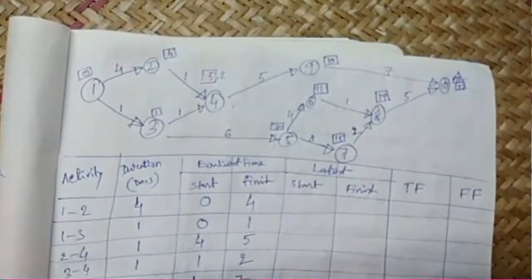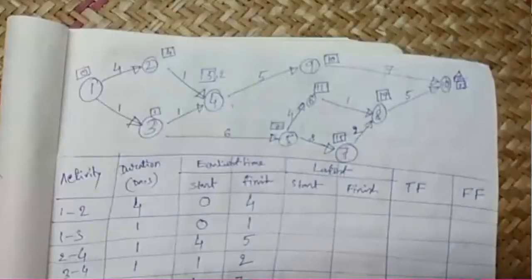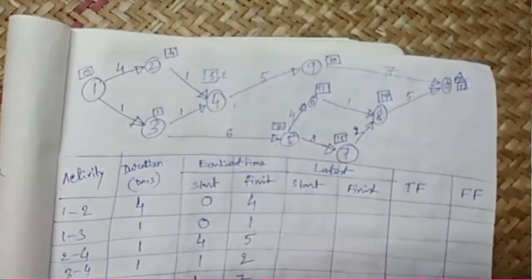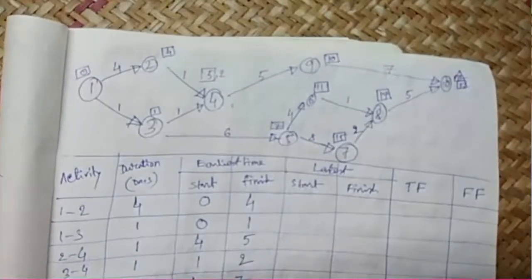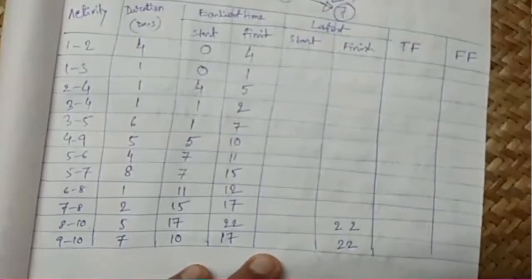Okay. So earliest finish should be equal to latest finish. That's why we are writing 22. So now we'll go backward. These 9 10 and 8 10 both have the latest finish, which is 22. Those activities which end on 10 have the latest finish of 22. So if it is so, then the latest start of these activities will be as follows.